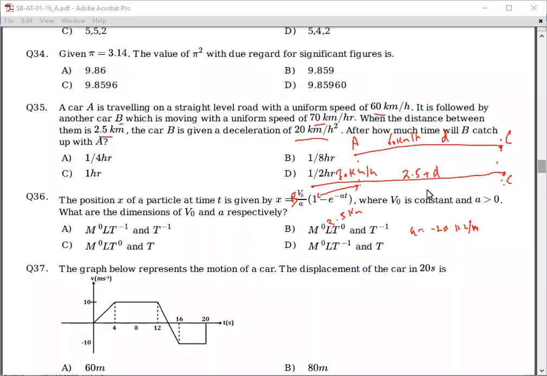Would be same. Yes, we just have to solve, right? For first case, d is equal to what? 60 into t, and for second it will be 2.5 plus d is equal to what? Tell me. Ut, which is 70t minus half 80 square, right?